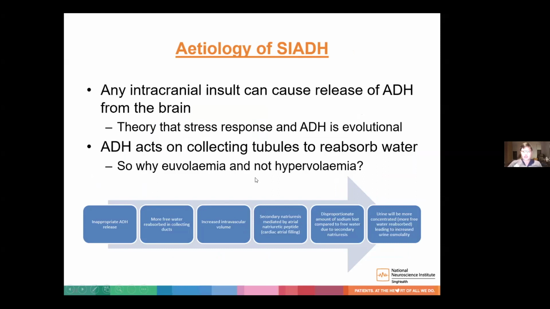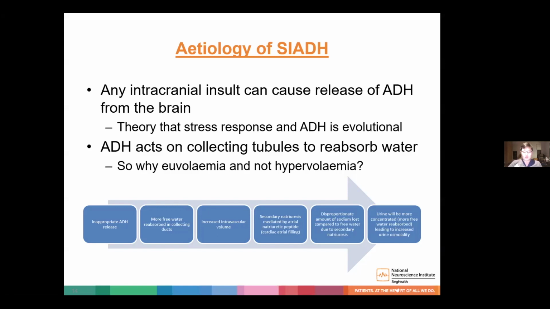So what is the etiology of SIADH? Any intracranial insult can cause release of ADH from the brain. There's a theory that this is mainly evolutionary, because in the past, if you had a traumatic brain injury during the hunter-gatherer times, these people might not be able to hunt for food or water. In this case, the ADH response to reabsorb free water helps to conserve water in the body and helps survival. ADH acts on the V2 receptors of the collecting tubules to reabsorb water.